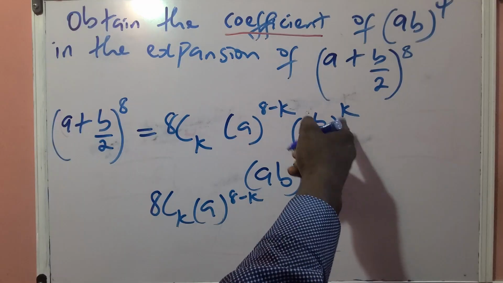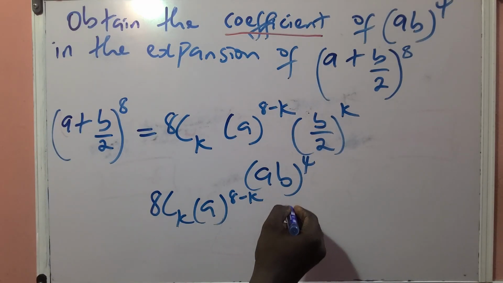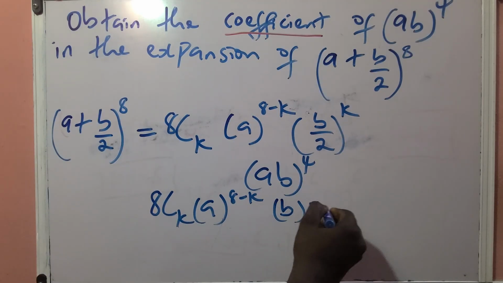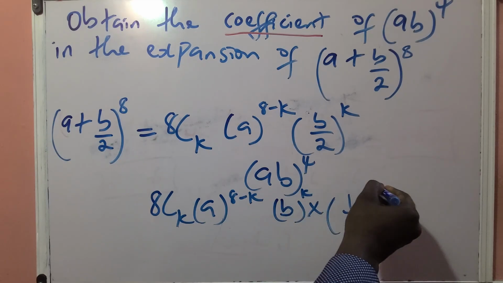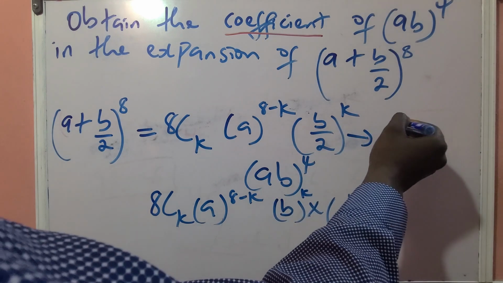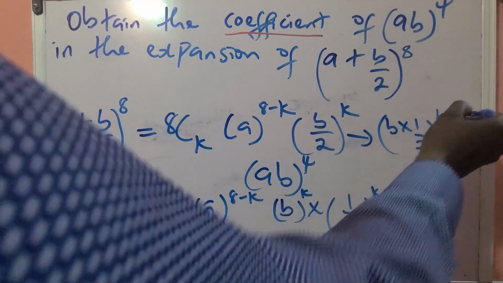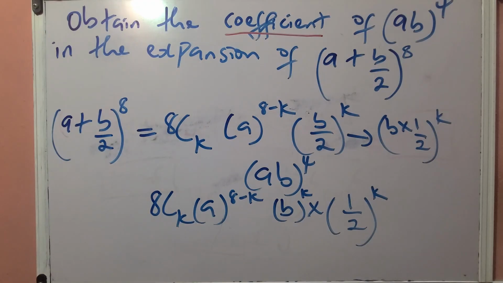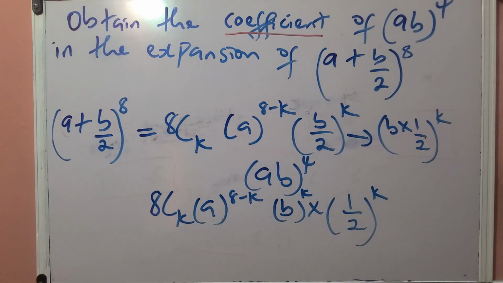Looking at what you have here, in case you are a bit confused, I'm sure you know that you can split this fraction to be b times 1 over 2, and both will be raised to the power of k. It's still correct, because obviously you know this is the same thing as b times 1 over 2 raised to the power of k. And then you can go on to have it as b raised to the power k, and then 1 over 2 raised to the power k. So in this case, I'm sure it's much clearer.